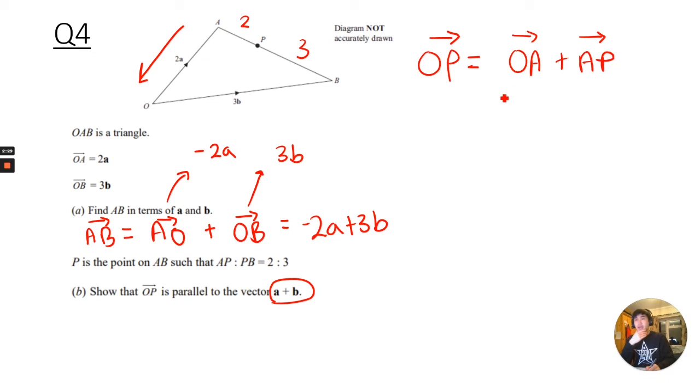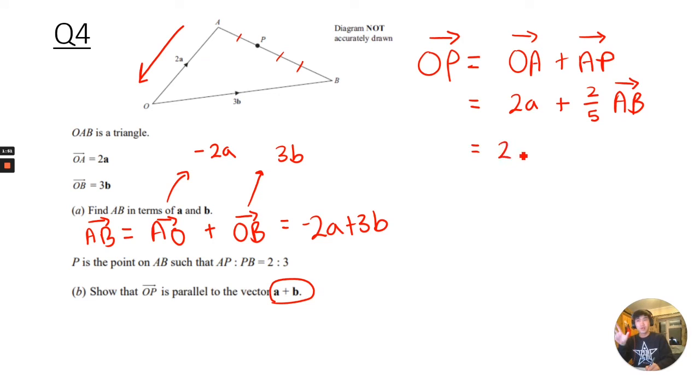So O to A, we know is going to be 2A, it's given in the question. And then A to P, we can write it a bit differently. We don't have A to P the vector, but what we do have is the vector AB, A to B. And we know that A to P is going to be 2/5 of the way to A to B, because in the question it's given us that AP to PB is 2 to 3. So I know that A to P is going to be 2/5 the way A to B.